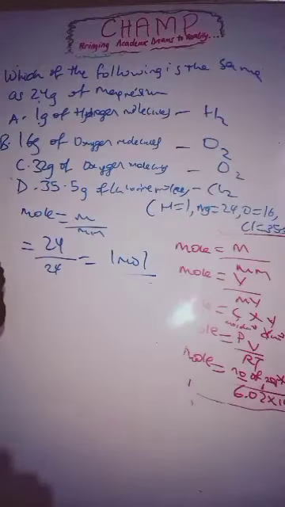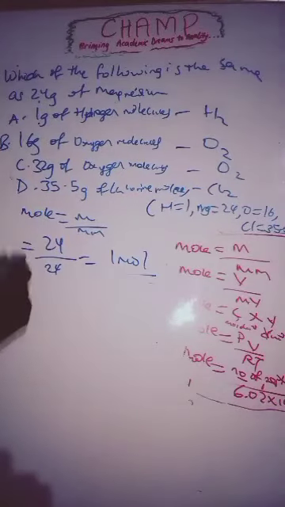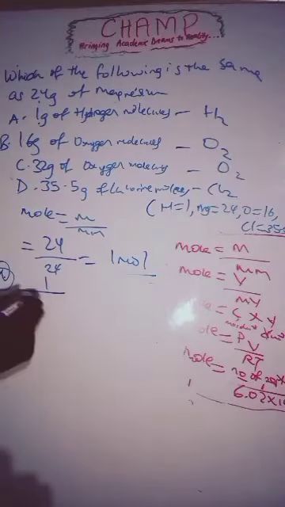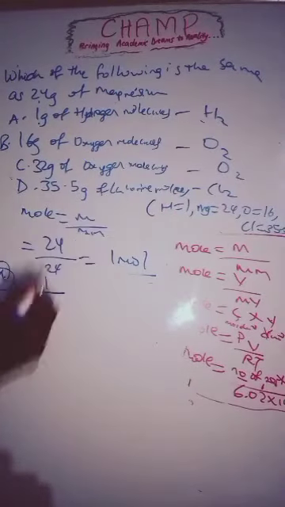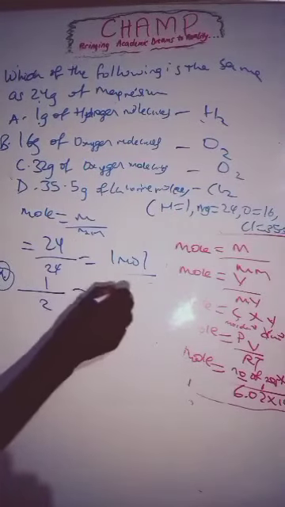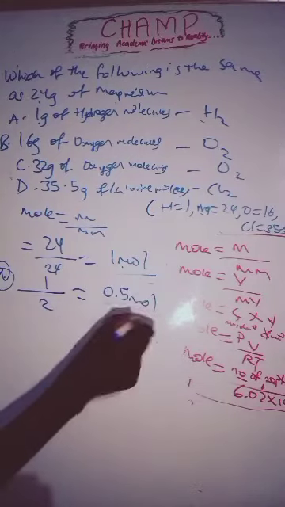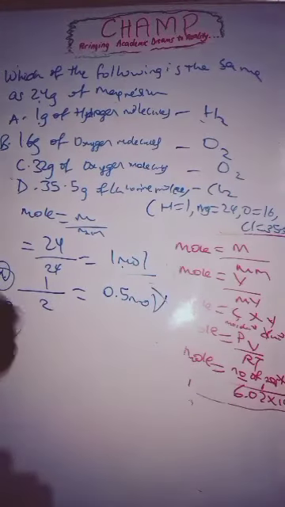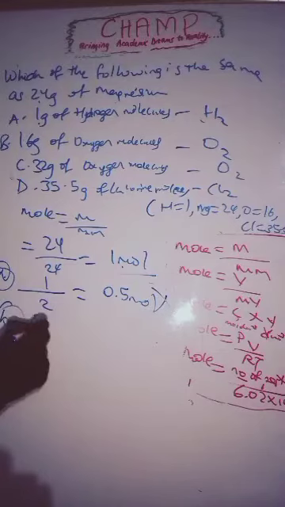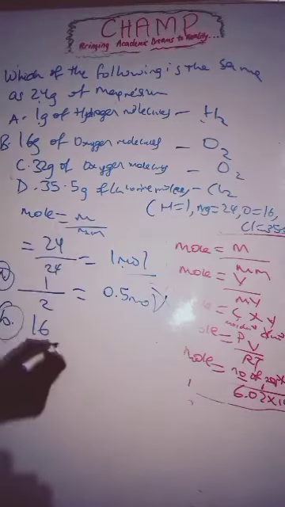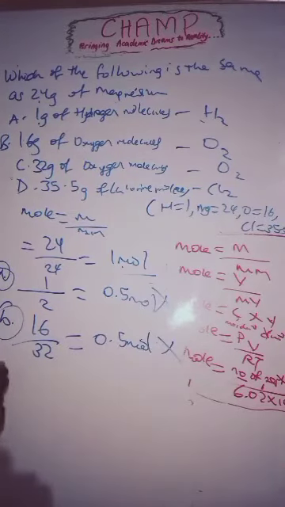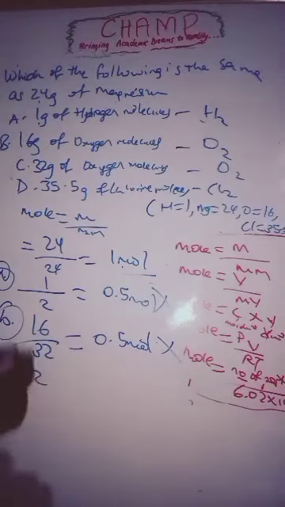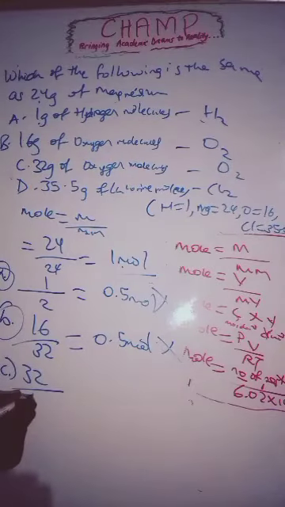So you have option A, mass over molar mass. Your mass is 1. What's the molar mass of hydrogen? That's 1 times 2. 1 over 2, that's 0.5 mole. Is it the same as 1 mole? No. Option B, 16 gram. That's your mass over molar mass, 32. 0.5 mole. Not the same. Option C, 32 gram, mass over molar mass of oxygen.